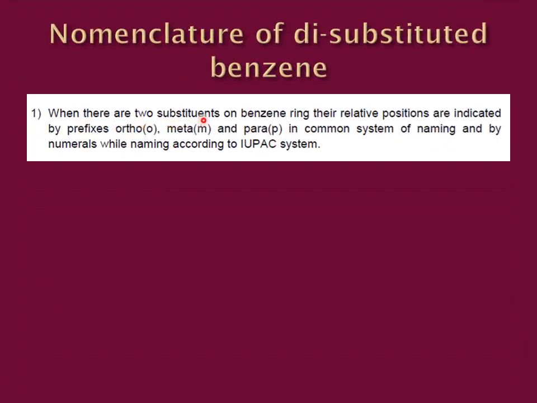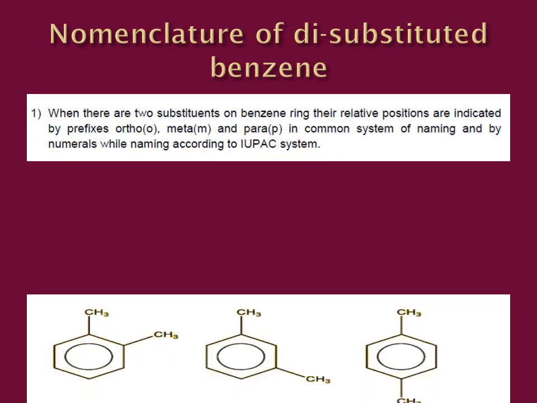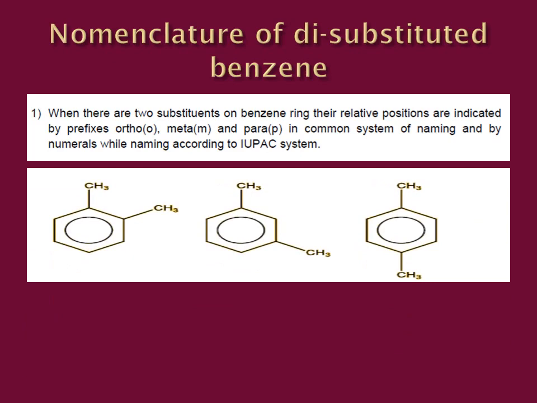When there are two substituents on the benzene ring, their relative positions are indicated by prefixes like ortho, meta, and para in the common system of naming. And we are going to represent their positions by numerals or numbers while we name them according to IUPAC rules. Let us apply both of these rules on these two compounds.